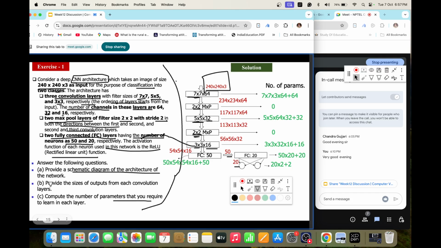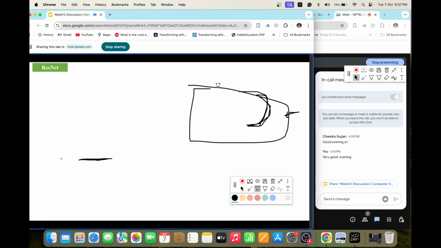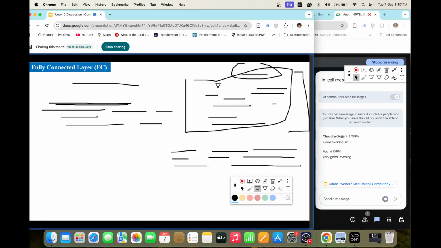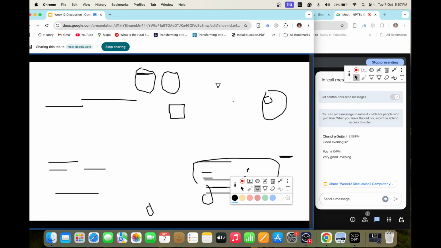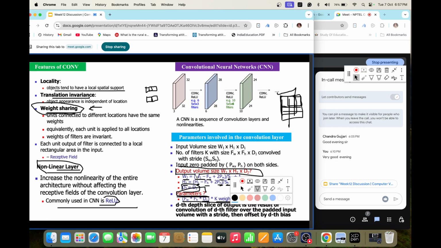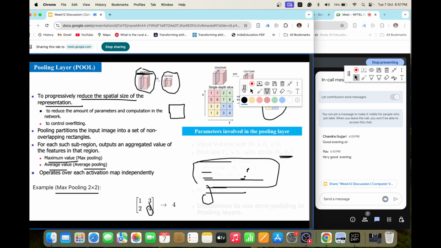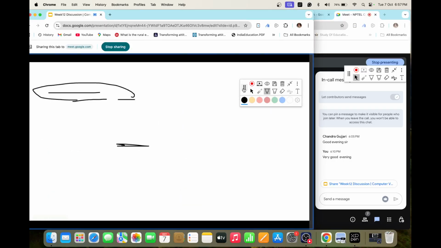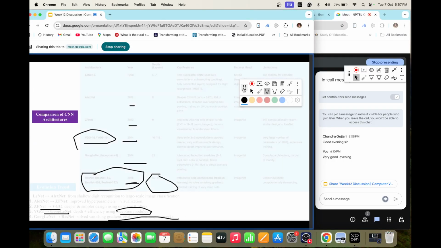Now option B, provide the sizes of the output from each convolution layer. Very easy, how you can do it. This is your input layer, and then you have to apply this formula that I have told you. The formula is W1 minus FW plus 2PW, divided by S, and you have to apply that again and again. Whenever you apply this, you can get all your dimensions.